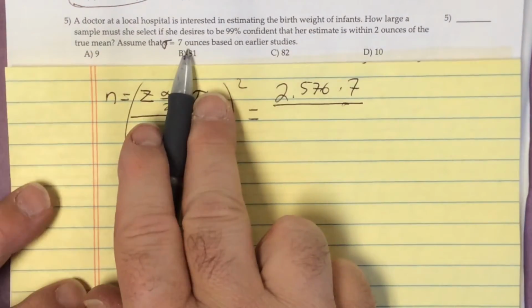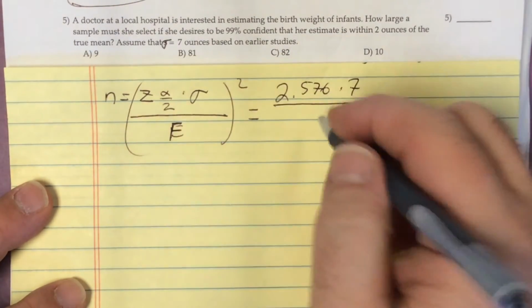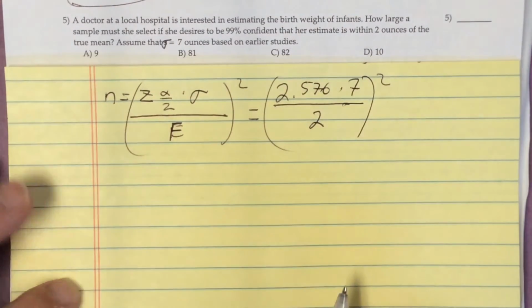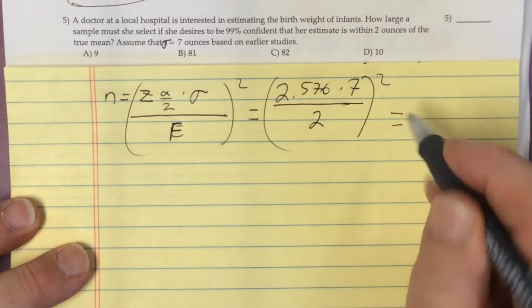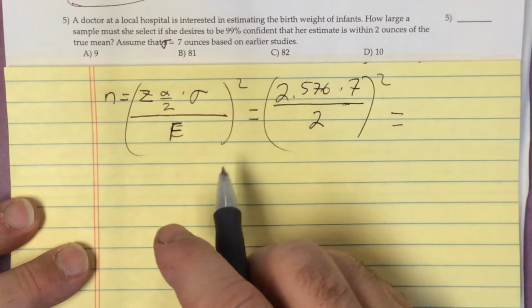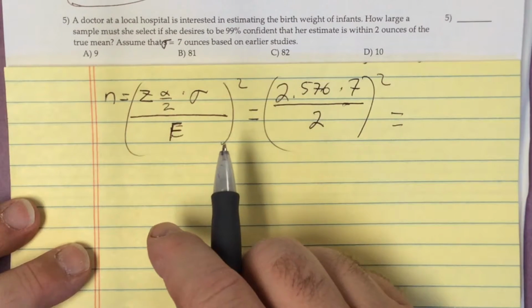And then our margin of error is going to be within 2 ounces, so that's going to be equal to 2. And we're going to take that value, we're going to square it. Again, being careful with what you put into the calculator. If you do that in one fall swoop, you want to make sure to properly use parentheses.